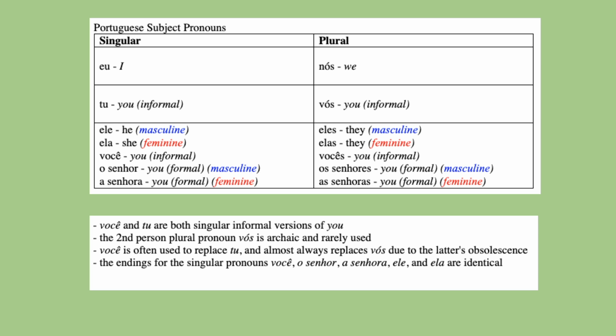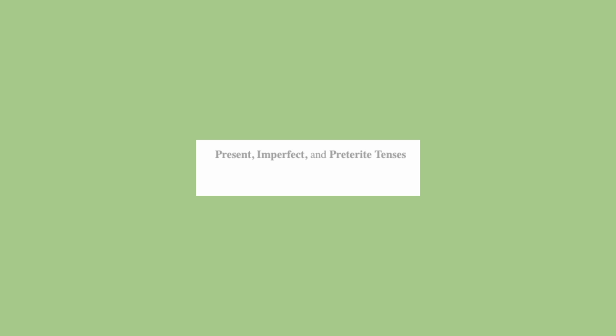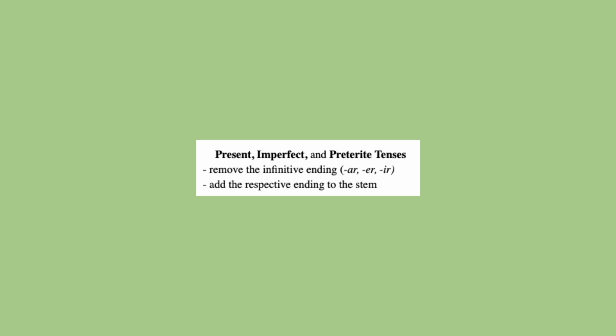Você is often used to replace tu, and it almost always replaces vós due to the latter being obsolete for the most part. The endings for the singular pronouns você, o senhor, a senhora, ele, and ela are identical, and the endings for the plural pronouns vocês, os senhores, as senhoras, eles, and elas are identical. Under the present tense, as well as the imperfect and preterite, we simply remove the infinitive ending and then add the respective endings to that stem.